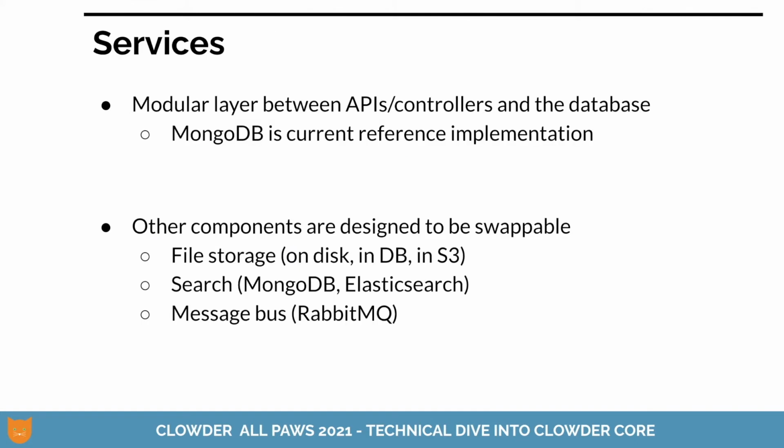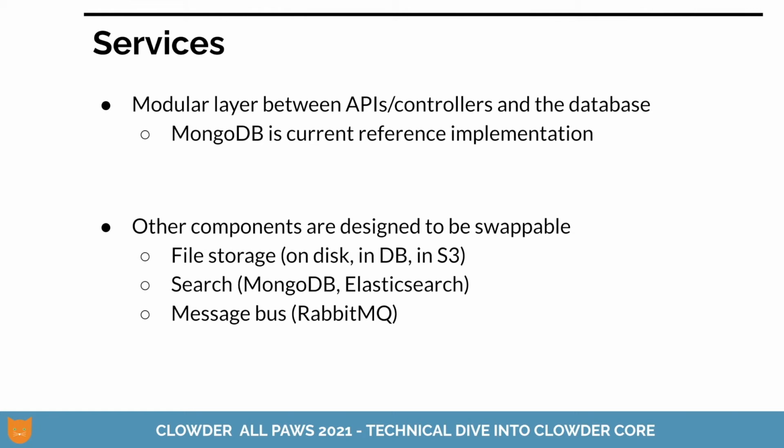The shared piece for both of these routes is in the services layer. And this is the layer that's between the APIs and controllers and the database itself, and it's meant to be modular. The idea for Clowder has always been that we could implement different types of databases underneath the application and write service layers to interact with that type of database. MongoDB is the current reference implementation, so we have services for MongoDB already there, but there's nothing stopping a developer from adding a Postgres layer, for instance, and adding support for that.